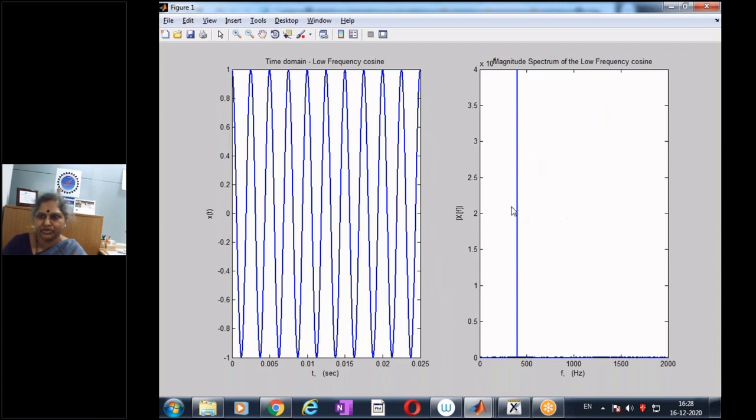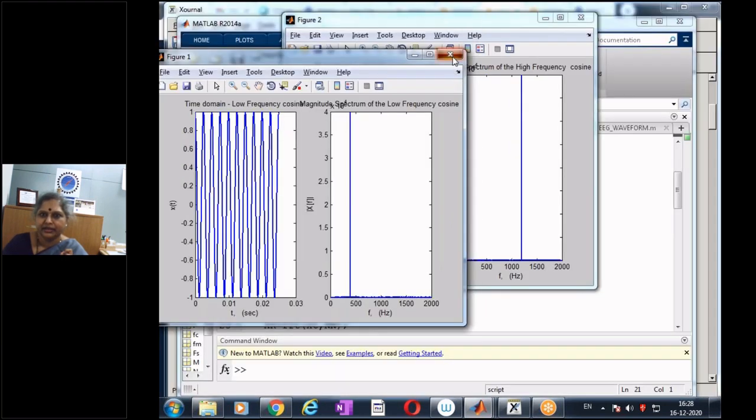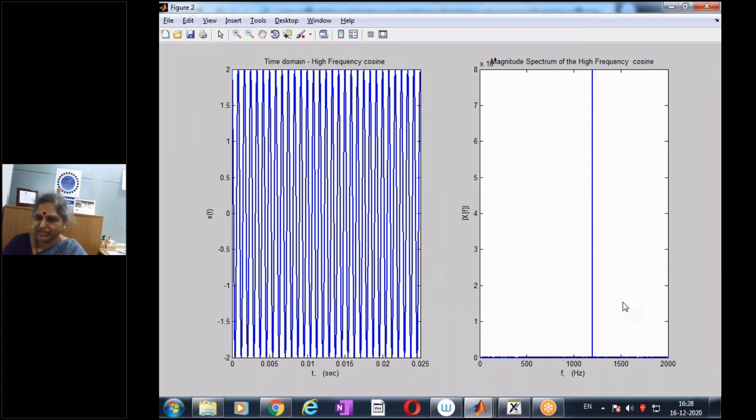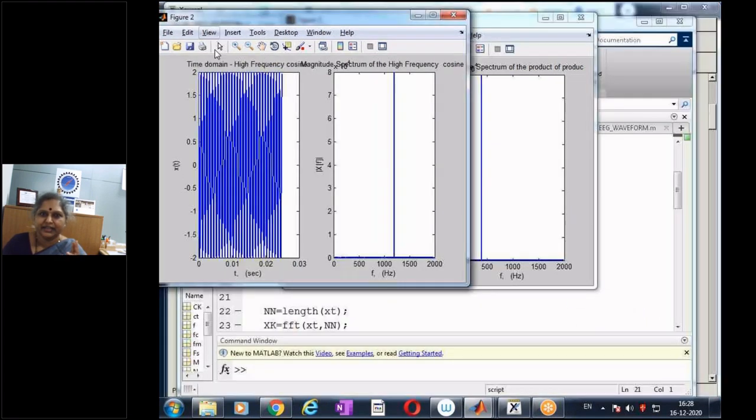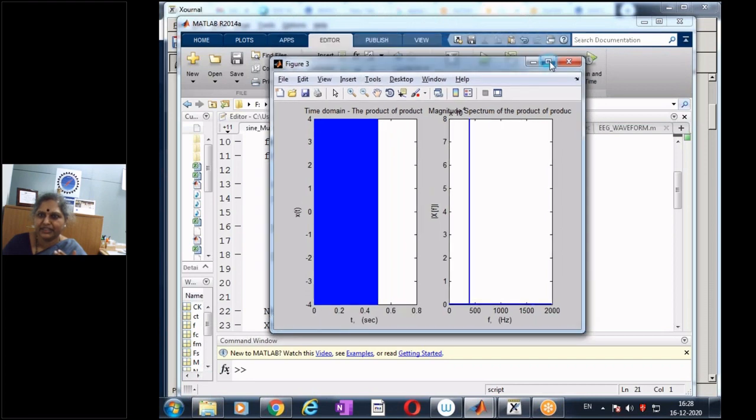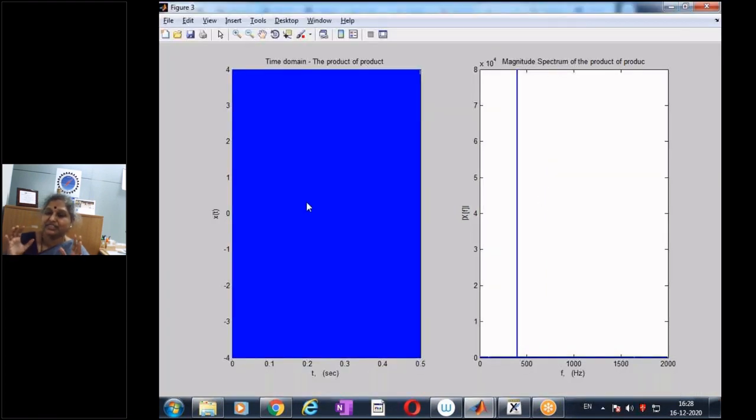So this is in time domain, my original spectrum of the low frequency signal. This is 400 hertz. And this is my spectrum of the high frequency signal, 1200 hertz. And then this is the product of the product. I did the product twice, and this is a high frequency signal. We saw the spectral components that are present: 2000, 2800, and 400. Hence the time domain signal is fast oscillating. But when I plot the spectrum only up to about 2K, I see that I have got my 400 hertz. So this is what happens.